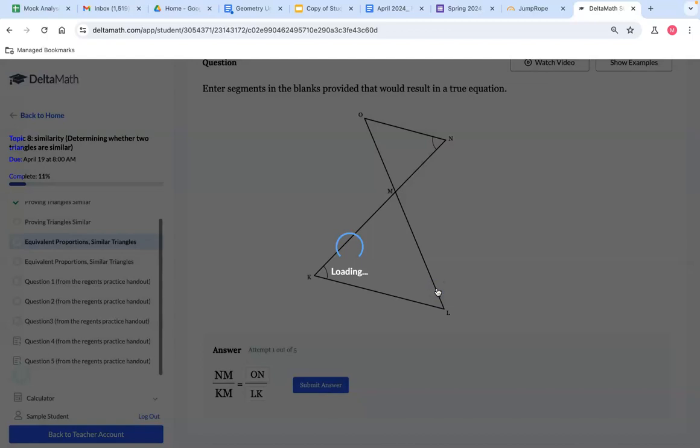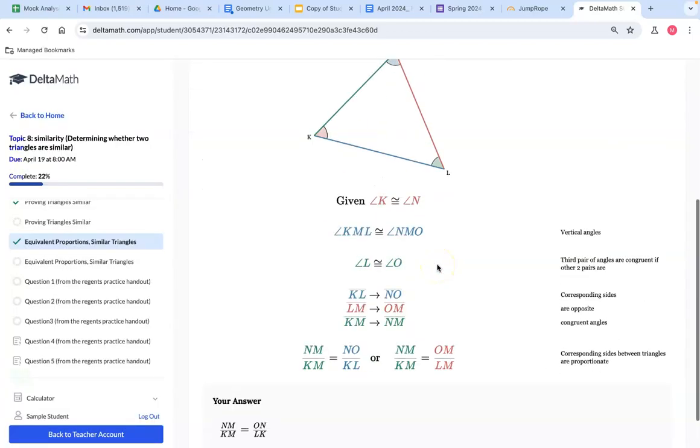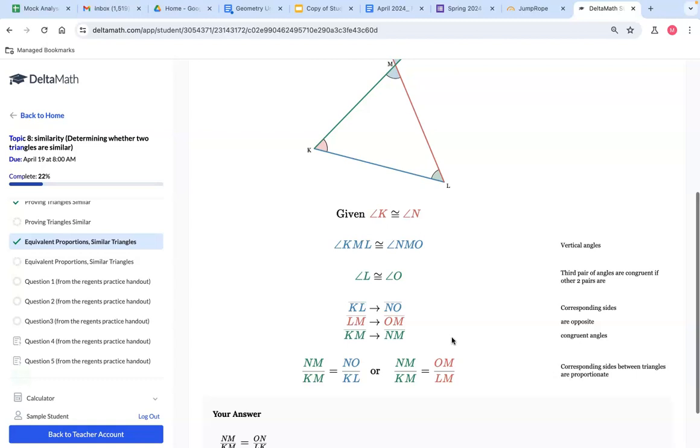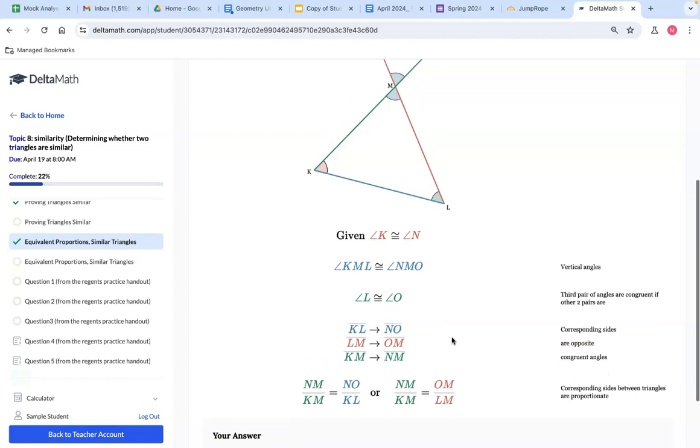And let's submit it. And they marked it right. And notice how they give us different possibilities here. So notice how ON, they wrote NO is the same thing. And they wrote OM and LM. So you could have written either or for this question. All right. I hope that made sense.